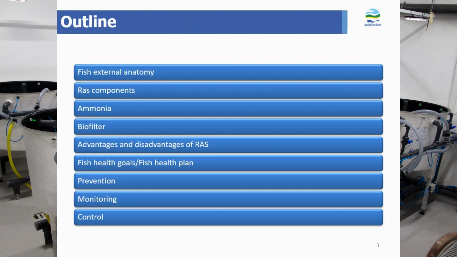Before continuing with our presentation, here is an outline of the topics that we will be looking at. First, fish external anatomy, very simple concepts. RAS components, not in detail since other colleagues explain this further. Ammonia and ammonia toxicity and how it affects fish health. Our fourth topic is biofilters, focusing on their function to control ammonia. Then advantages and disadvantages of RAS. And from here ahead, we will be talking specifically about fish health goals, prevention, monitoring and control measures that should be implemented in any RAS facility.